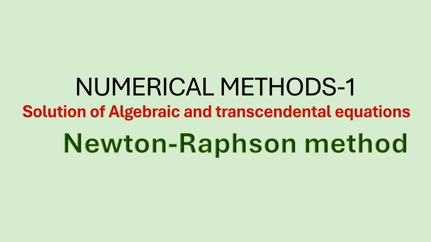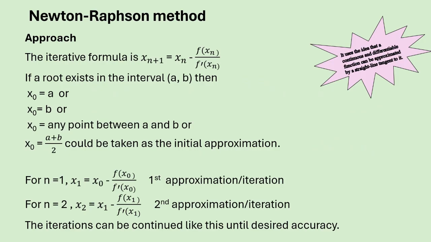In today's session, we'll discuss numerical methods 1. Here we'll be discussing Newton-Raphson's method. Approach: this is the iterative formula we'll be using. Here, x(n+1) is equal to x(n) minus f of x(n) divided by the differentiation of this, which is f dash x(n).